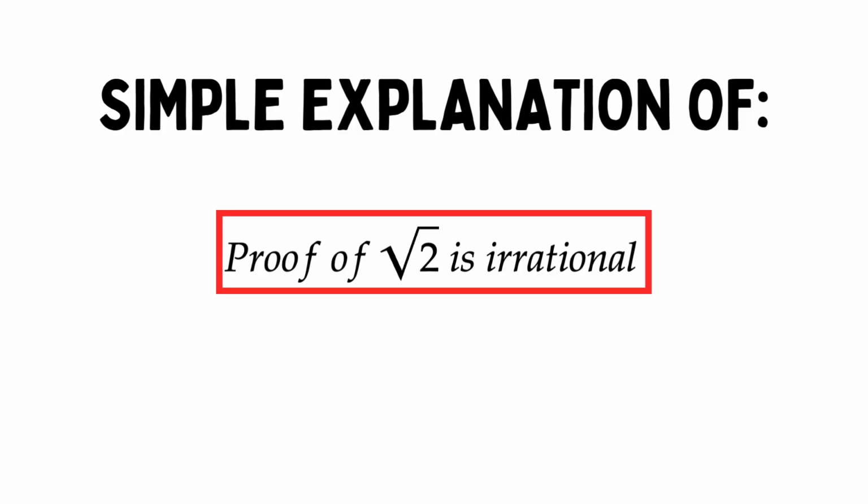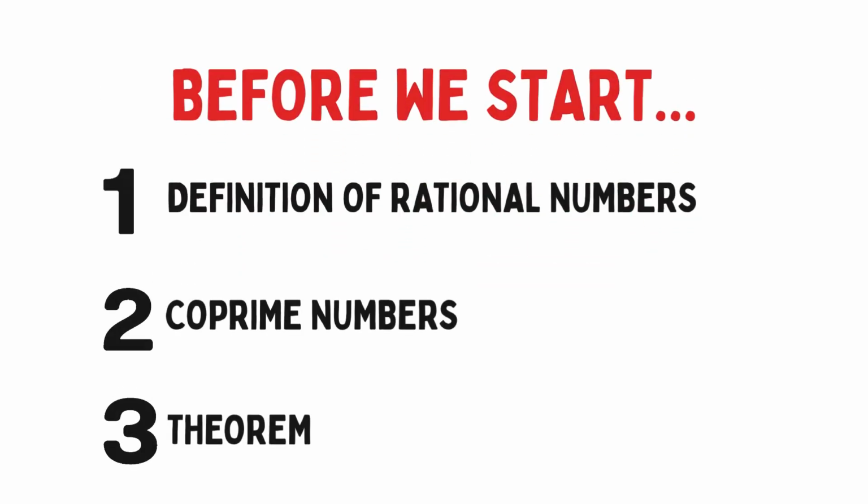In today's video, I'm going to be going over a very simple explanation of the proof of why root 2 is irrational. So let's get into it. Now, before we start, we need to know these three things: the definition of rational numbers, what are coprime numbers, and a theorem which is going to come in very handy.